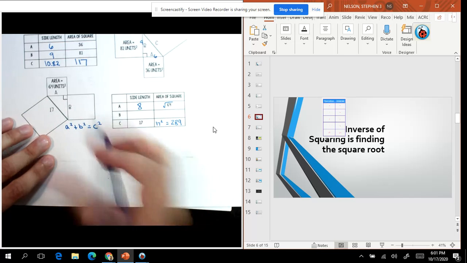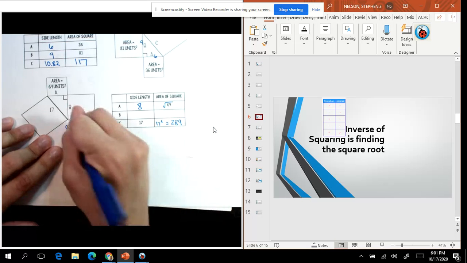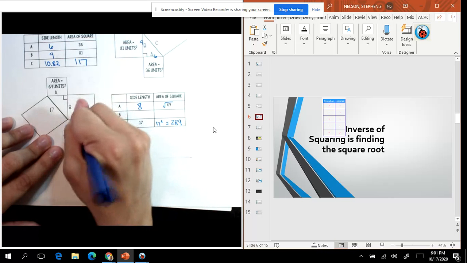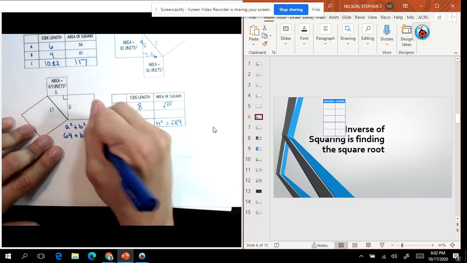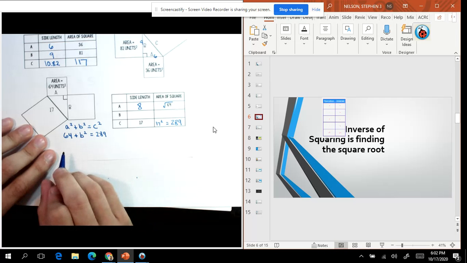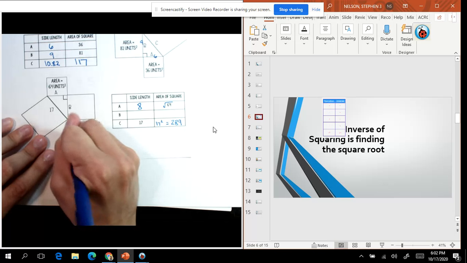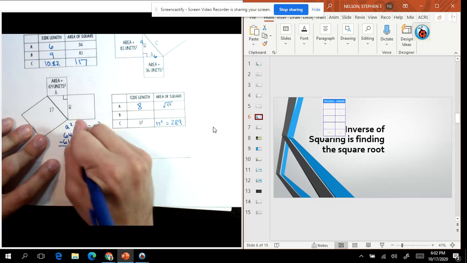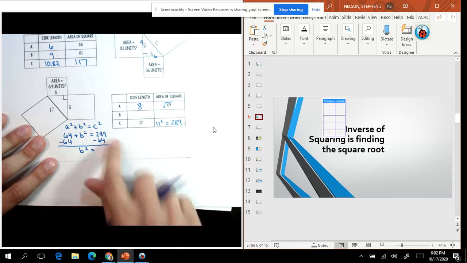A, we said, is 8, or 64. So we can just skip a step and write 64 plus B squared, which is what we're looking for, equals C squared, which we said is 289. All right, so now we need to solve for B. Take the inverse operation of positive 64, which is negative 64. We're left with B squared is equal to whatever 289 minus 64 is.